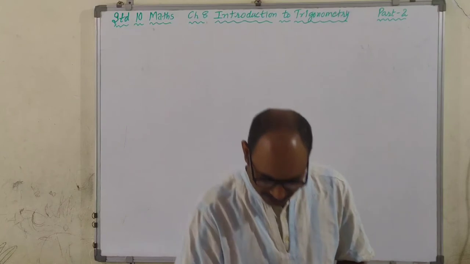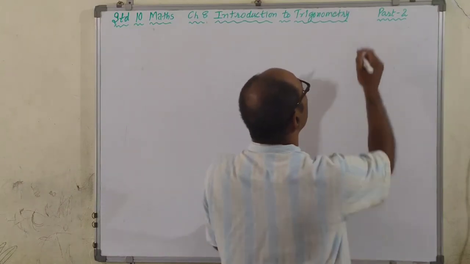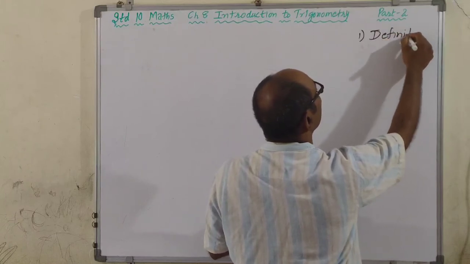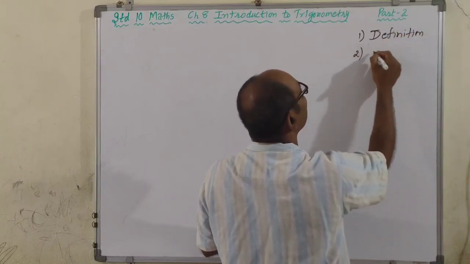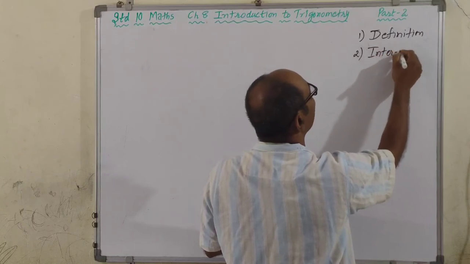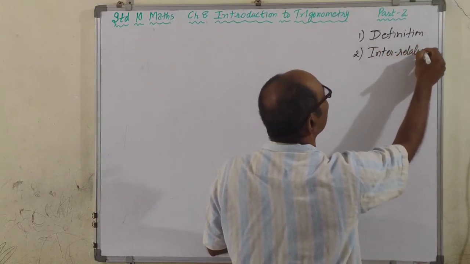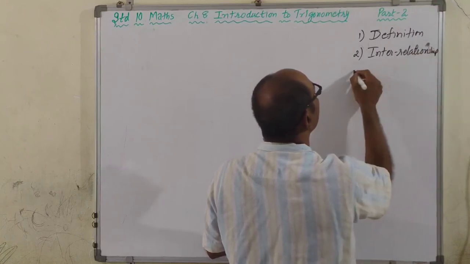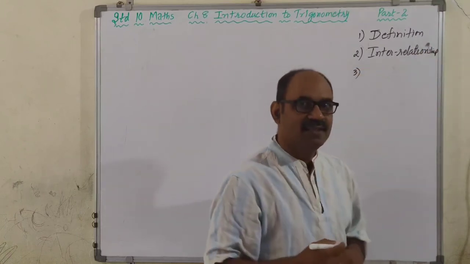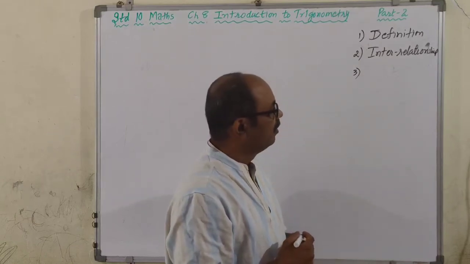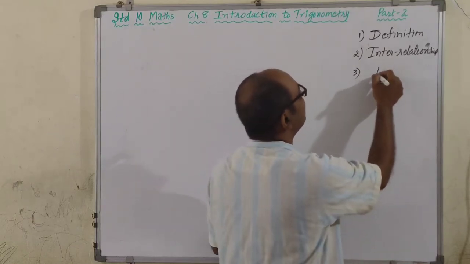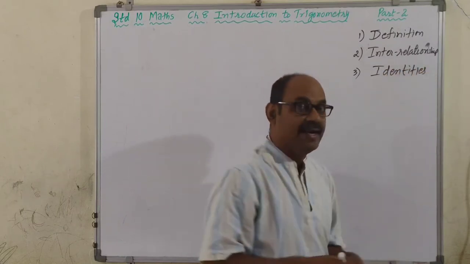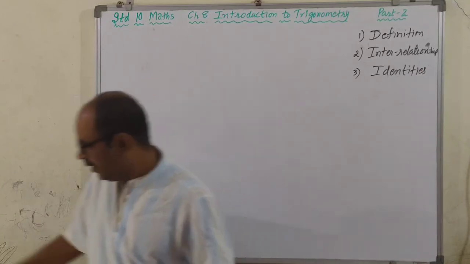So, we already learnt number 1, definition. We learnt interrelationship. Right? Today, first we start with identities. Identities of trigonometry, children. Let's see the identities of trigonometry. Okay?